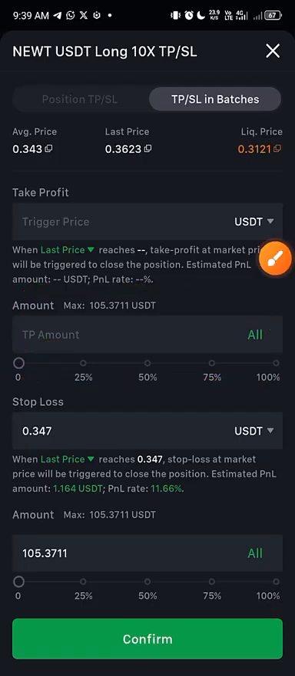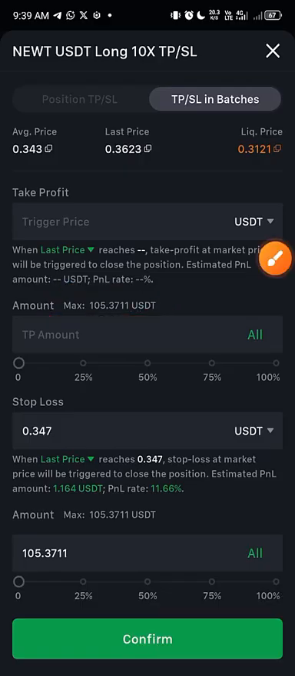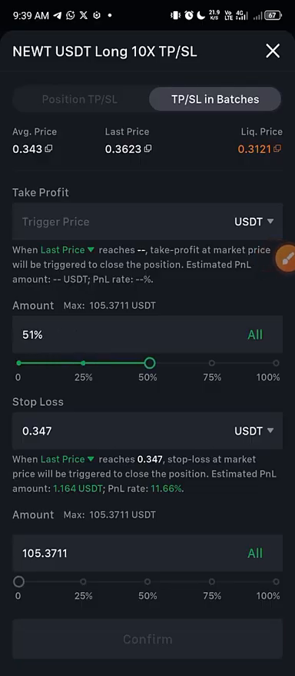You can see that maximum is 105. That is what you have. So first of all, your first TP level, which is TP1, you can put it at 50. You can just sell 50% of the coin at that level. So once I put 50% of the coin at that level, then the next thing I'll put my TP here.